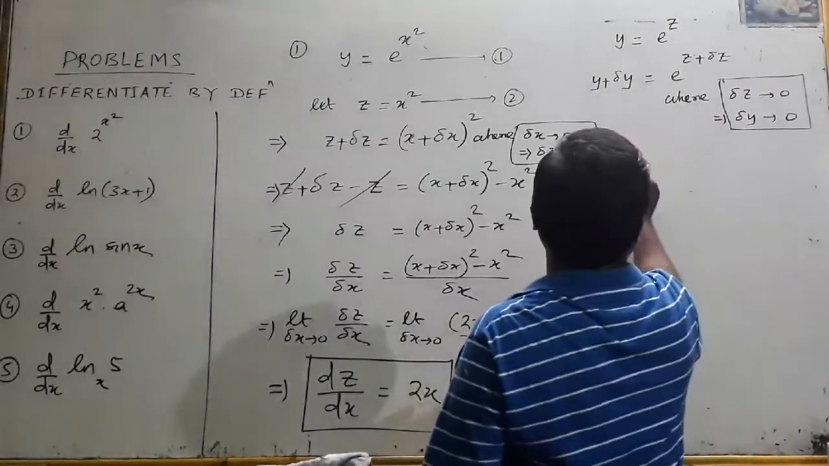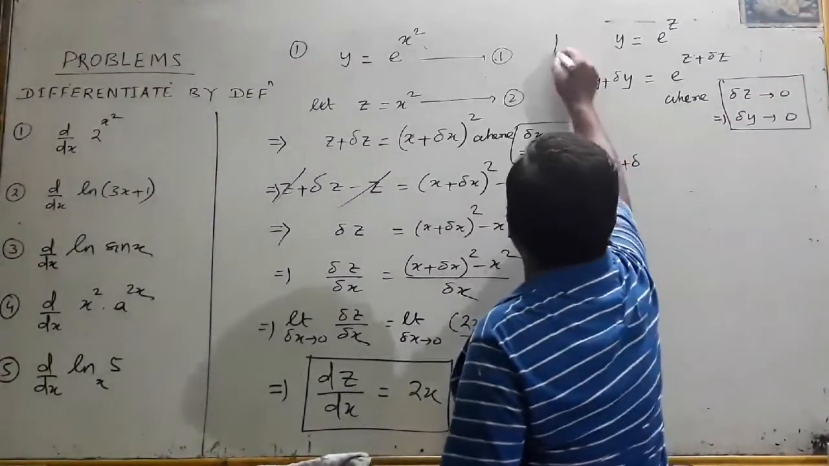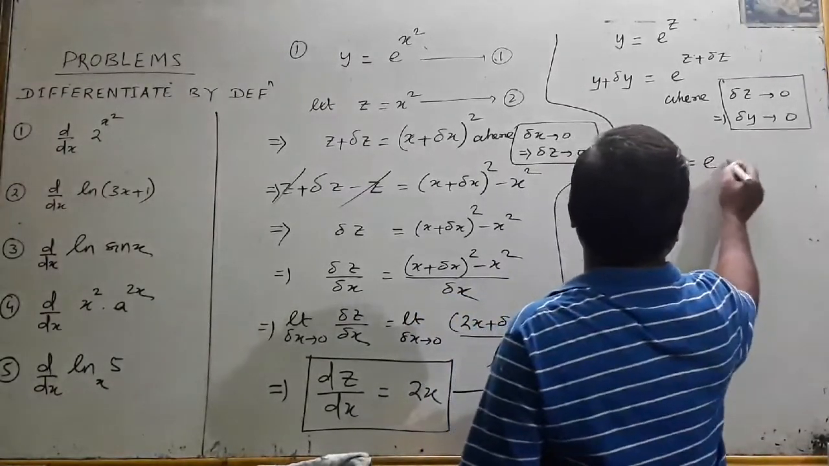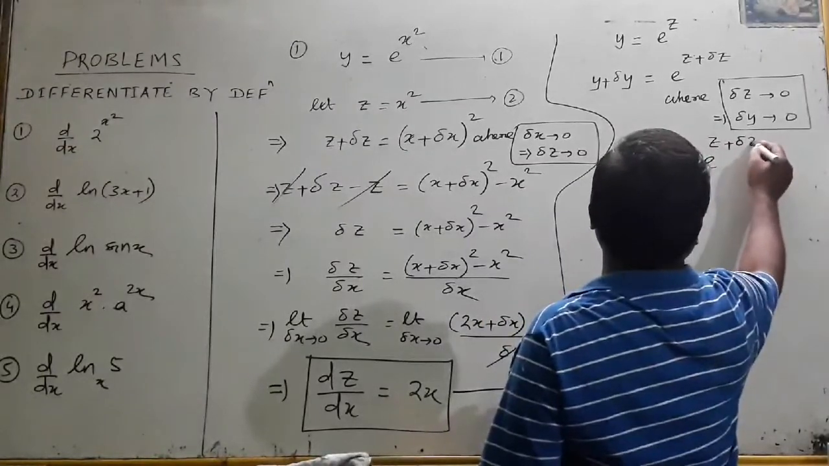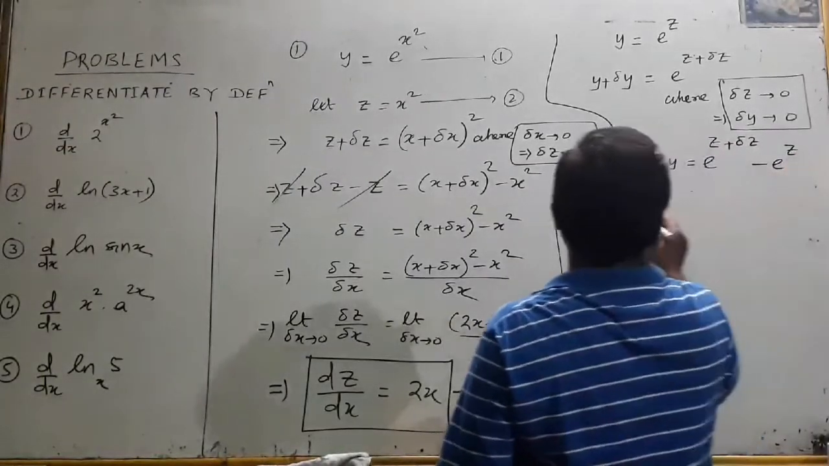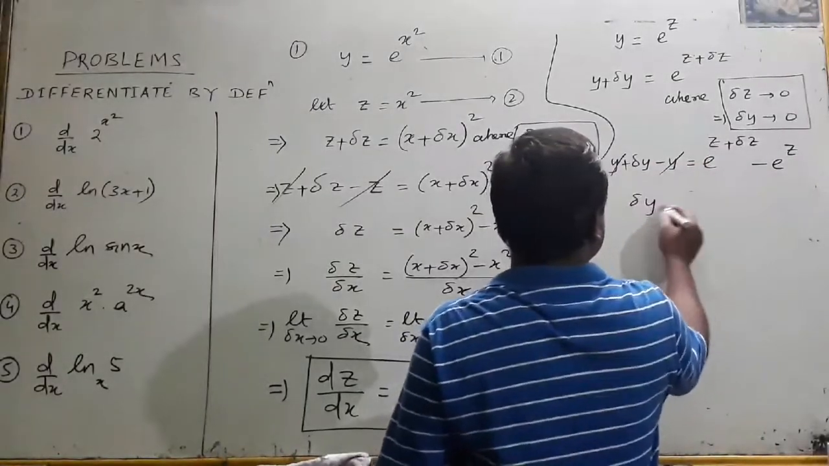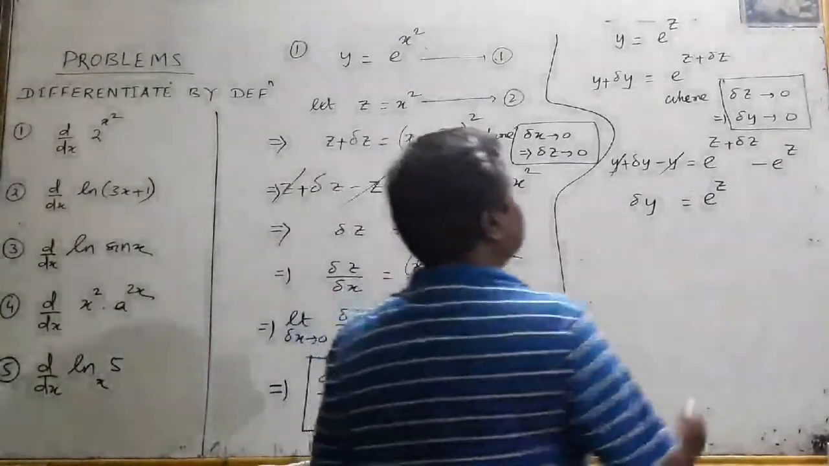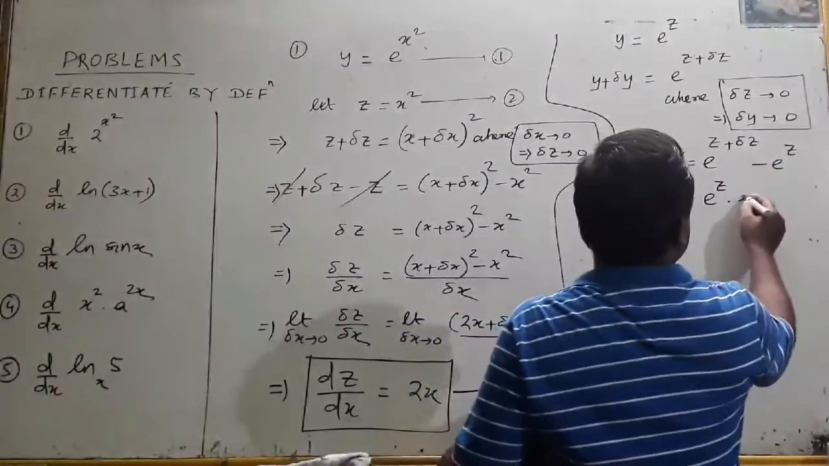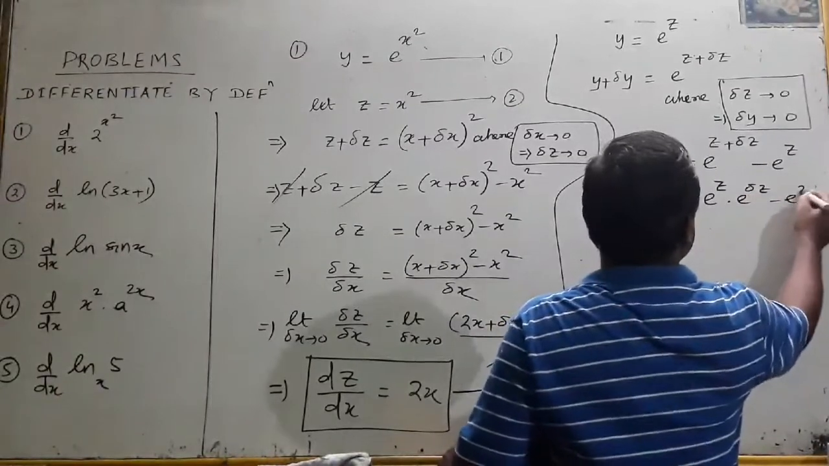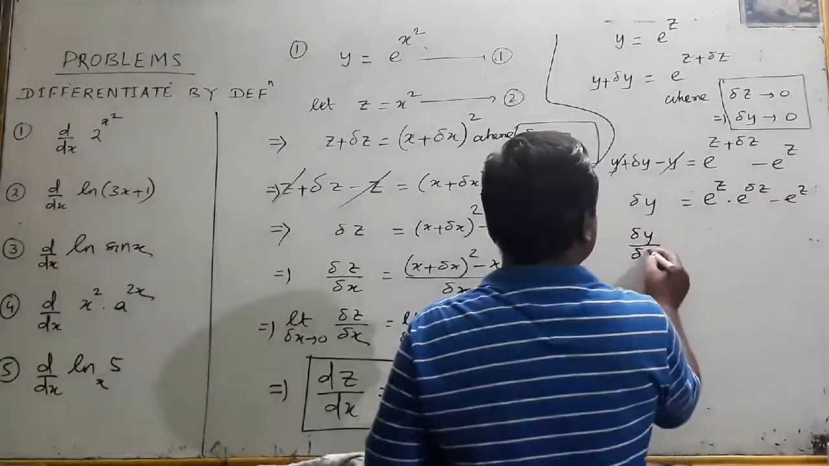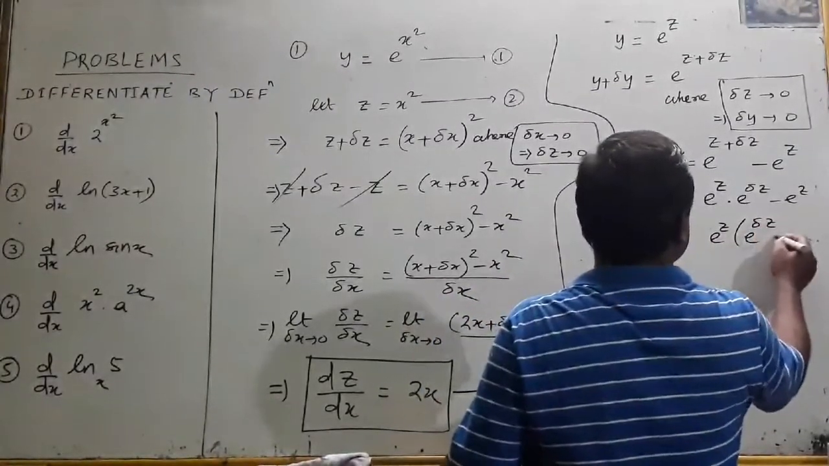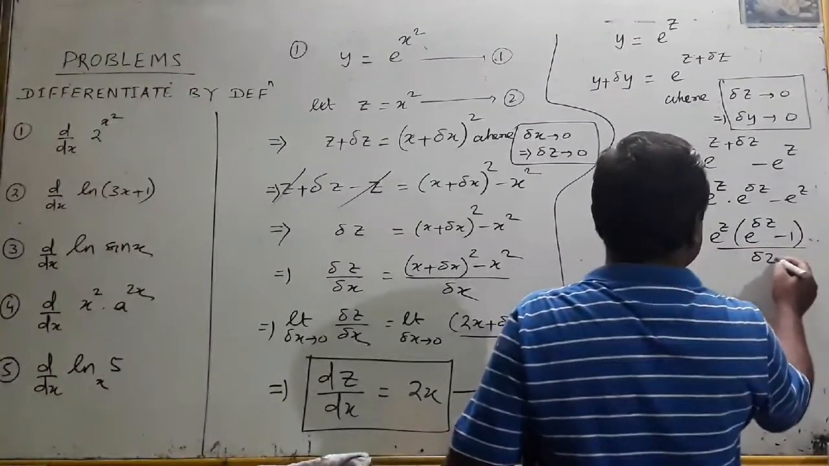So y plus delta y minus y is equal to e to the power z plus delta z minus e to the power z. So delta y becomes e to the power z into e to the power delta z minus e to the power z. You know it from previous. If you divide by delta z, then taking e to the power z common, it becomes e to the power z into (e to the power delta z minus 1) by delta z.